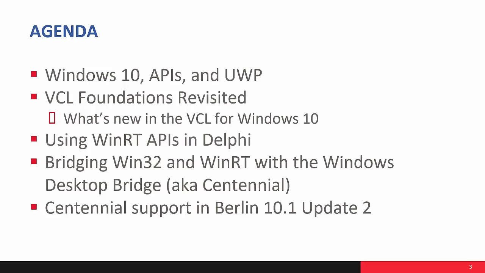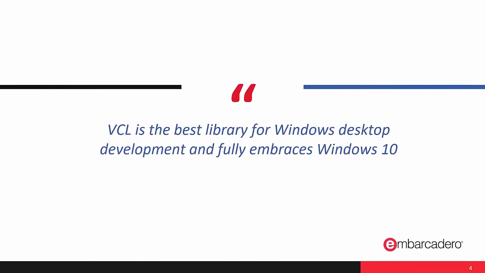So the focus of this session is Windows 10, its APIs, the Universal Windows Platform concept. We're going to go a bit through some of the foundations, focused on new VCL controls using WinRT APIs and using the Windows desktop bridge specifically. Before we get started, let me reiterate one key concept, that VCL is the best native library for Windows desktop. There's really no contest there compared to what's available in the Microsoft camp or in other libraries and development tools.